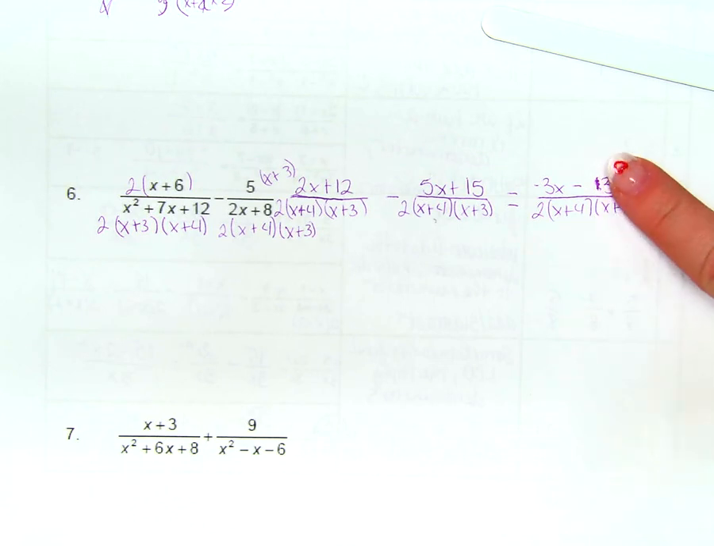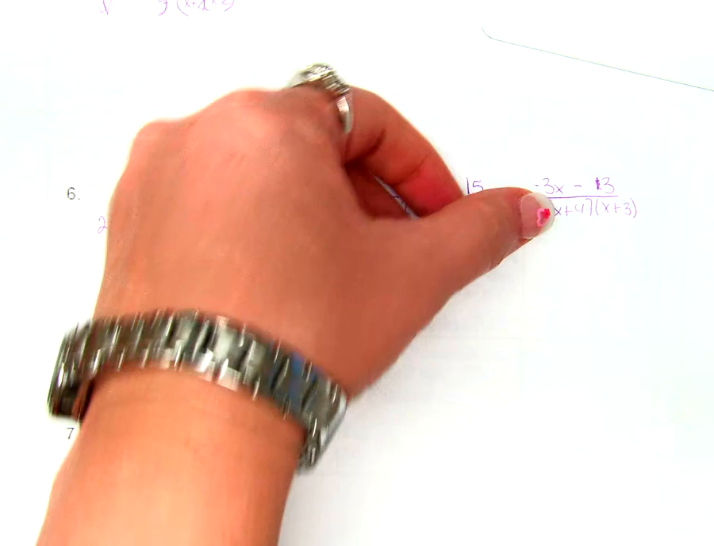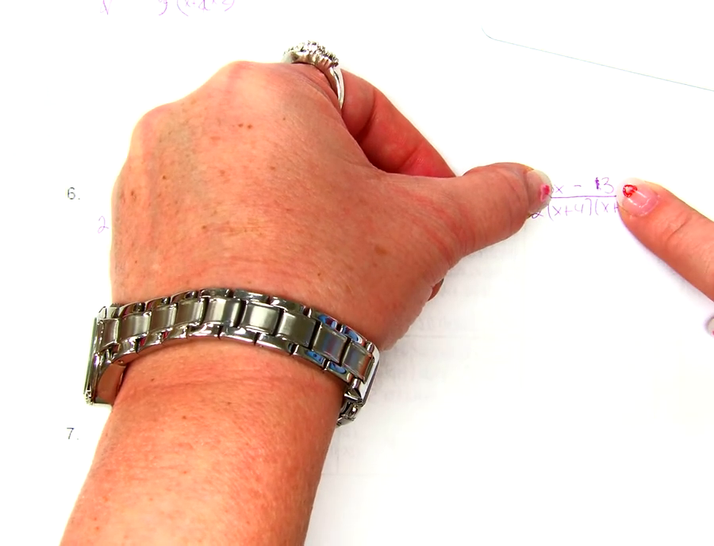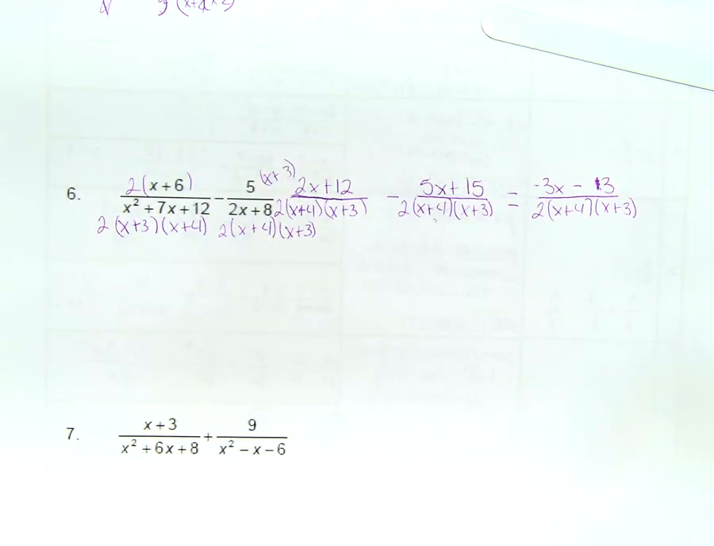Can I cross out these 3's? Or, better yet, that says x minus 3, right? So can I cross out the x minus 3 and the x plus 3? Because that doesn't really say x minus 3 at all, does it? Thank you. Very, very good.